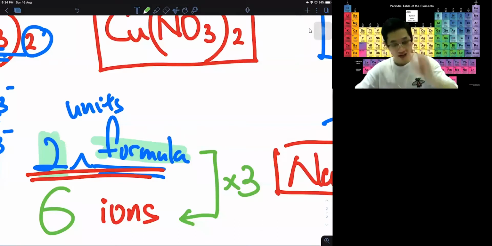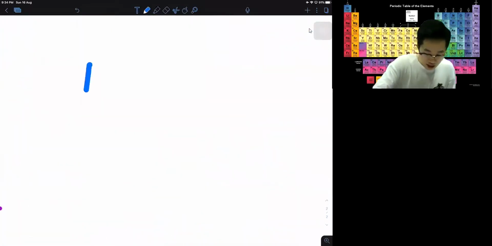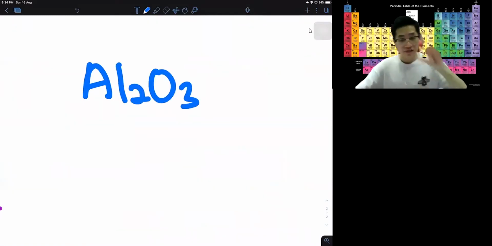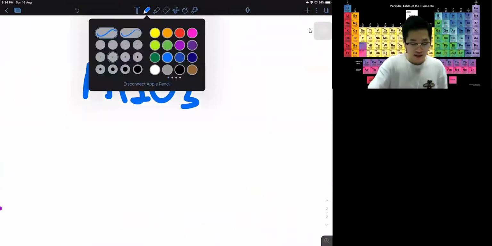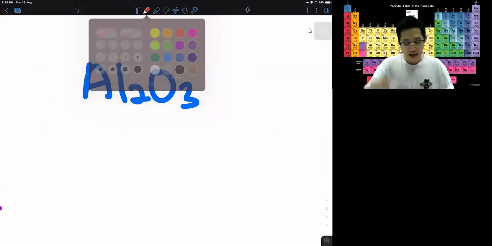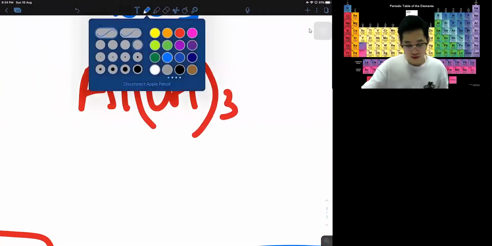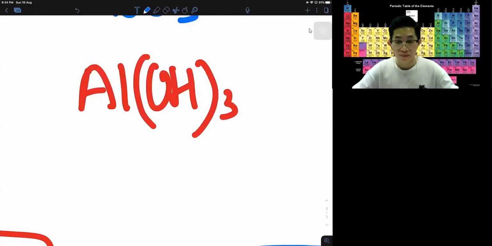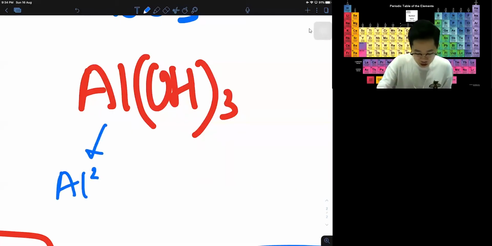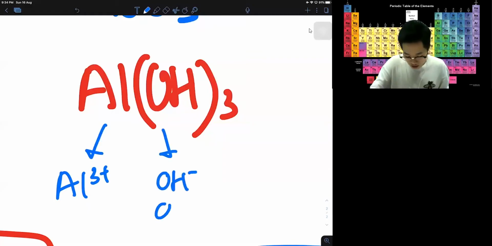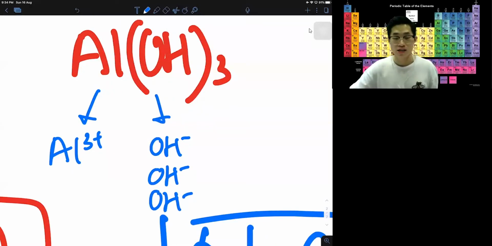Al2O3 has 5 ions. Okay, now I ask you one more question. Al(OH)3 got how many ions? Yes, very good. 1 Al3 plus and 1, 2, 3 OH minus. So the total is 4 ions.